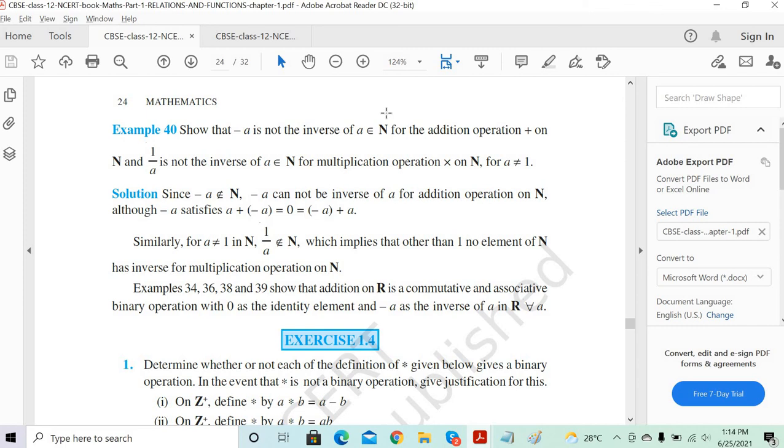See, this will hold good. 1 by a, minus a will hold good on the real numbers. But the natural numbers go from 1 to infinity, 1, 2, 3, and no decimal number is coming. And reciprocals are all decimal numbers only.